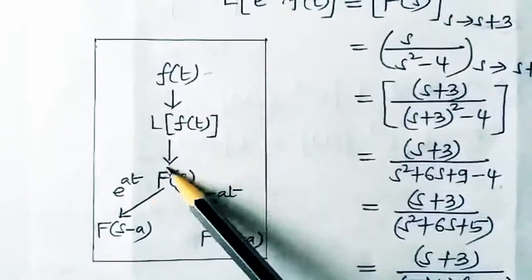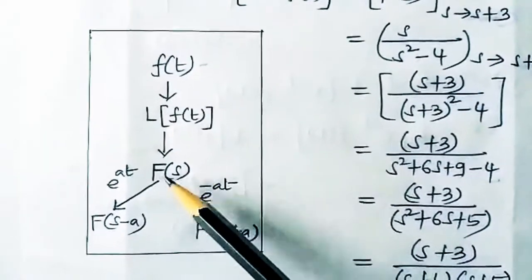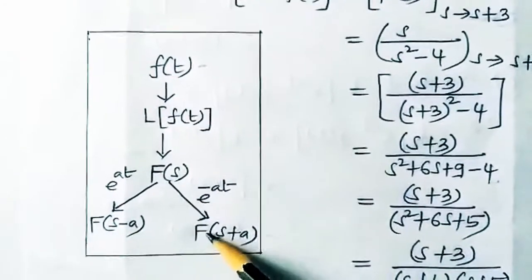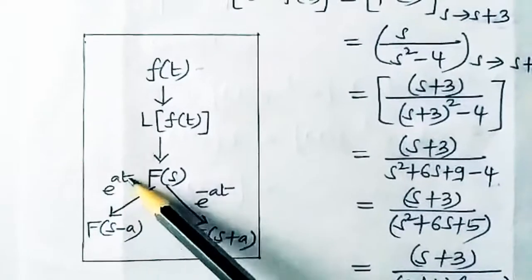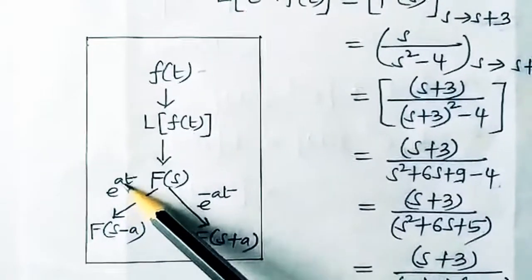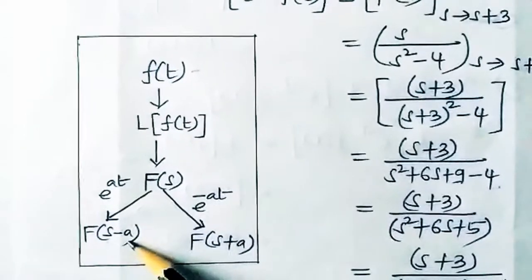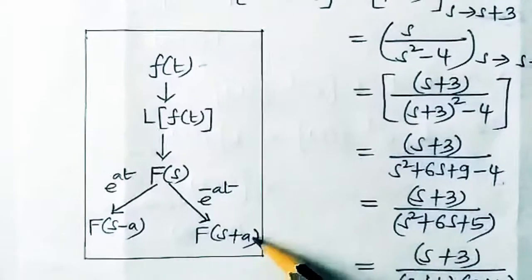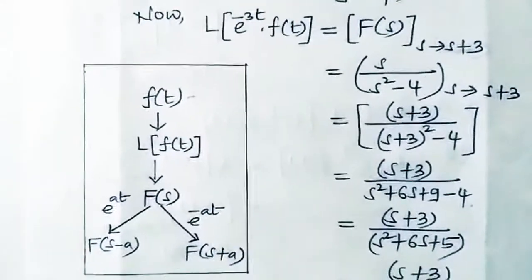Up to this there is no issue, because with the help of the linearity property we can find F of s. Then to reach F of s minus a or F of s plus a as the final result, we look at the coefficient of t in e raised to at. If it is plus a, F of s is to be replaced by F of s minus a. If it is minus a, F of s is to be expressed as F of s plus a.